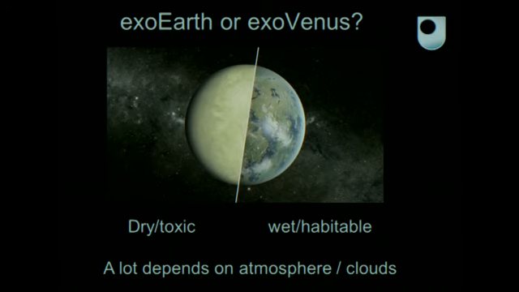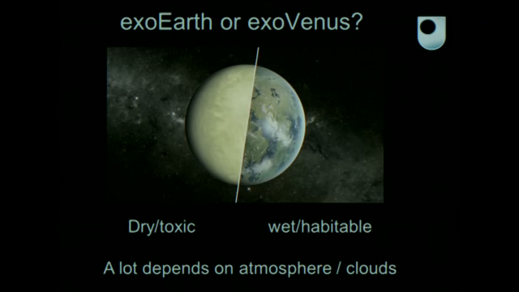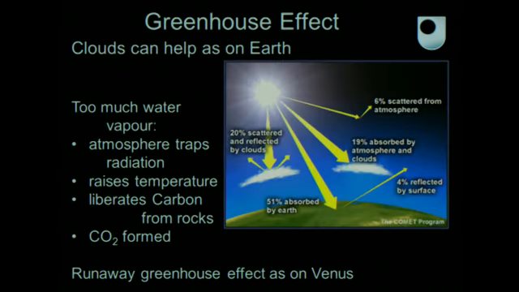But it's more complicated than that. You can't just put the planet in the habitable zone and say it's going to be a habitable planet. It's much more complex than that. And as we know from our own solar system, the difference between Earth and Venus is dramatic. A lot depends on the atmosphere and the clouds, whether you have a dry and toxic environment like Venus or a wet, habitable environment like the Earth. So clouds can help, as they do on Earth, but if you have too many clouds, they can trap heat and cause a runaway greenhouse effect. So it's really rather complicated to assess whether a planet is habitable or not.